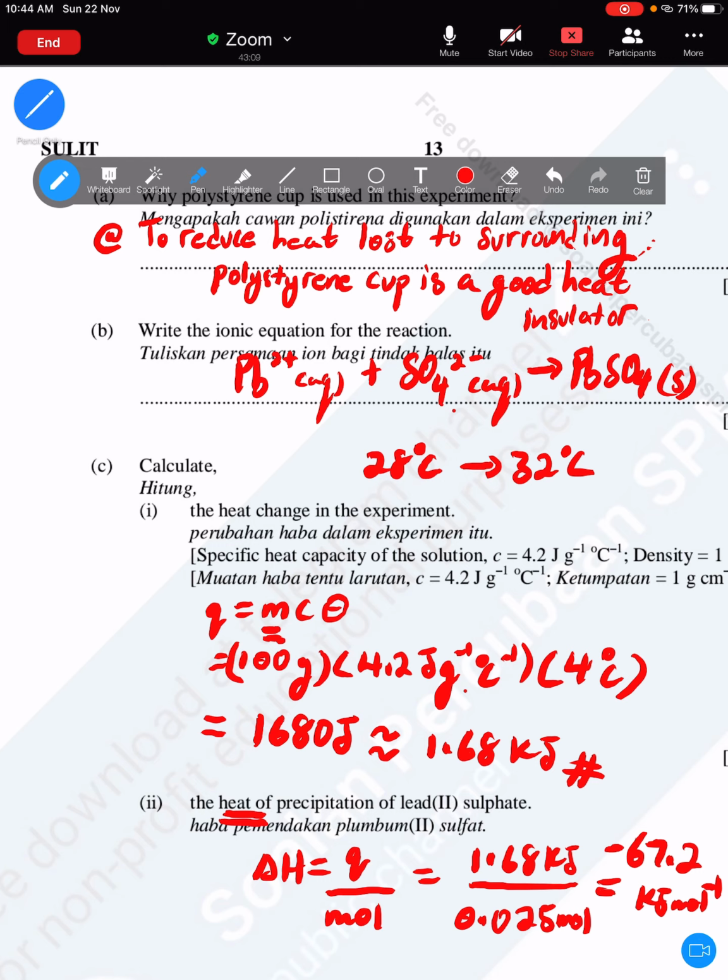Then you write a sentence, the heat of precipitation. Then you write a sentence, heat of precipitation of lead(II) sulfate is negative.